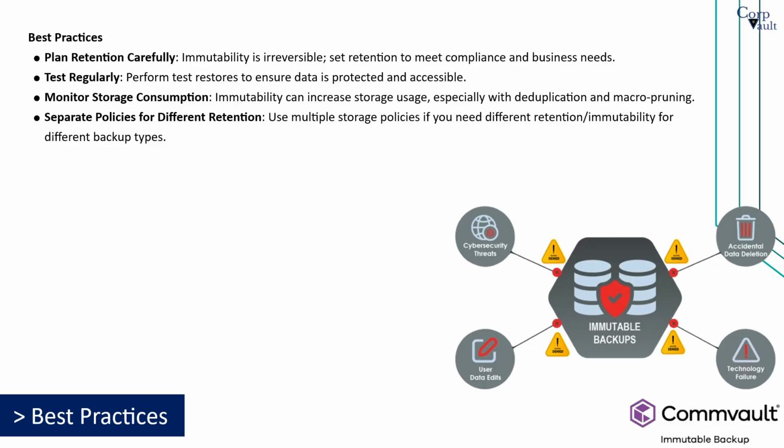Perform test restores to ensure data is protected and accessible. Make it a part of your yearly periodic review. If restores are slow, especially from immutable storage, review storage performance and consult support if needed. Monitor storage consumption, because immutability can increase storage usage, especially with deduplication and macro pruning. Use multiple storage policies if you need different retention or immutability for different backup types, for example daily, weekly, monthly, and yearly.